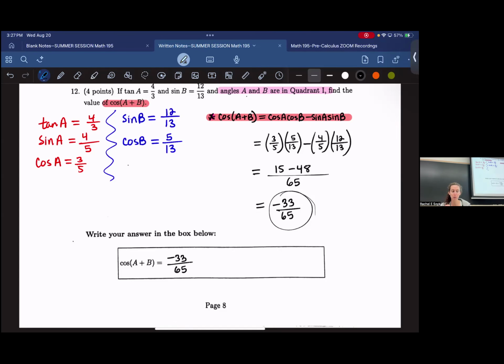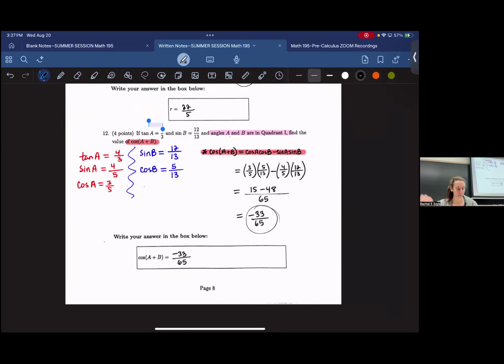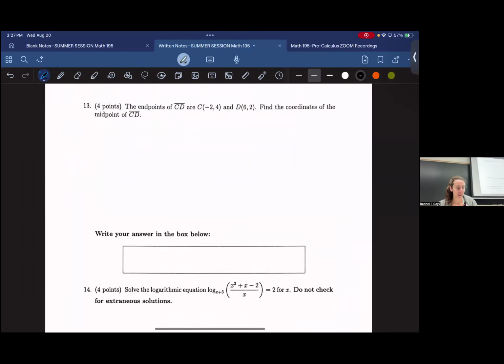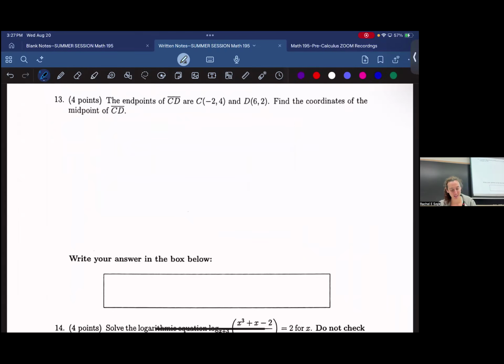Let's move on to question 13, which is a nice, straightforward distance formula. Take a little breather here. Oh, not distance formula, midpoint. So it's important to read.